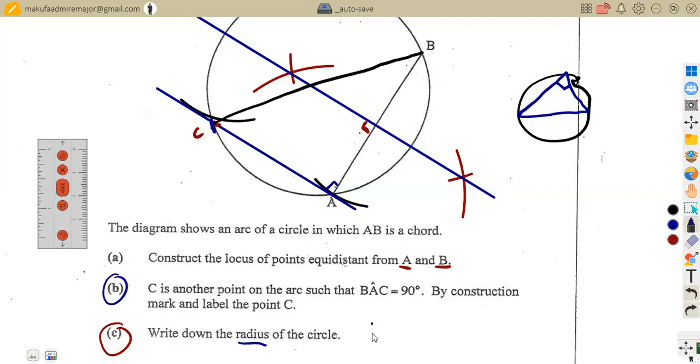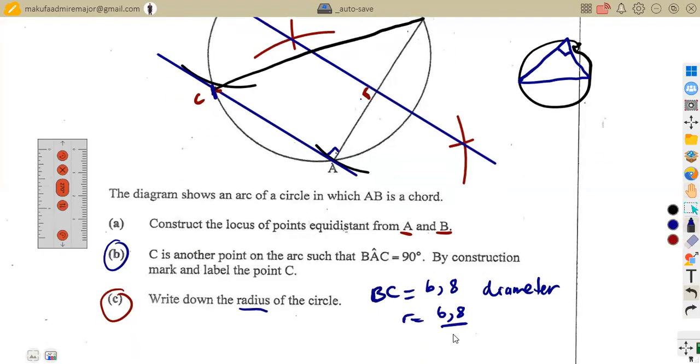So if BC is the diameter of the circle, by measuring from the actual measurement, this was going to give us 6.8 centimeters. Then we divide it by 2 in order for us to obtain the radius, because we are saying this is our diameter. So the radius was going to be diameter over 2. That is 6.8 over 2, which was going to give us 3.4 centimeters. So that was going to be the radius of the circle if we are using the proper measurements there.